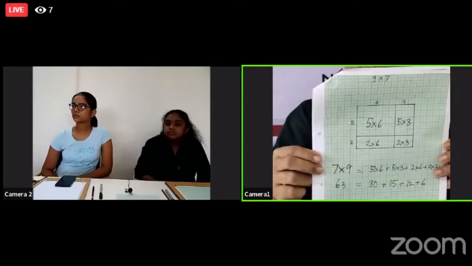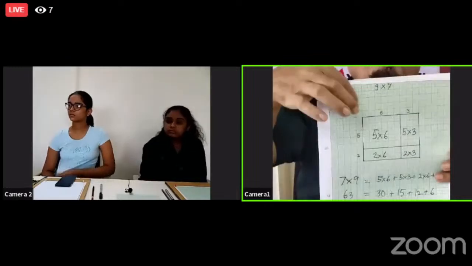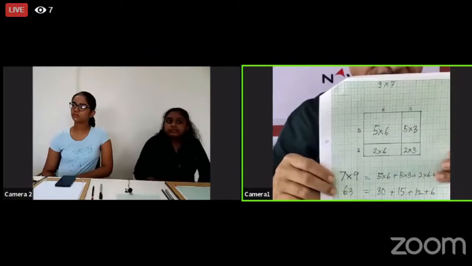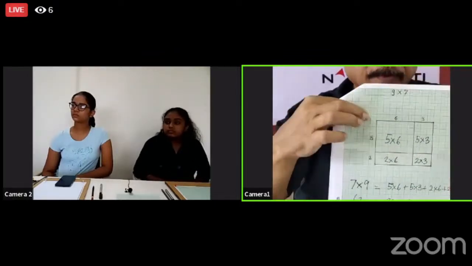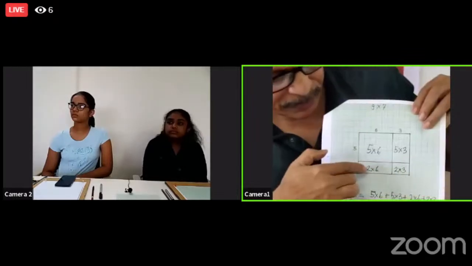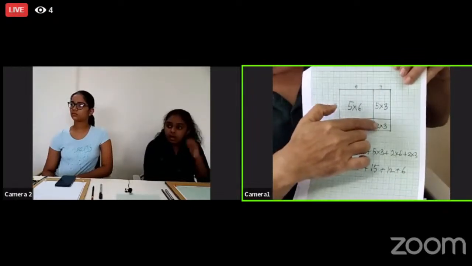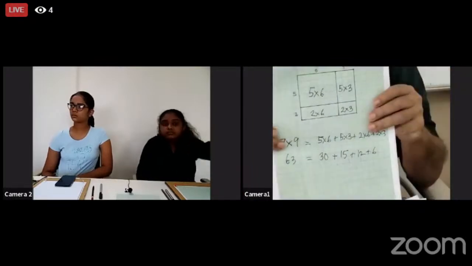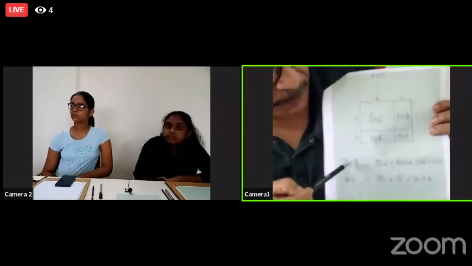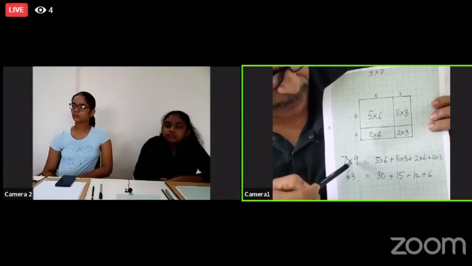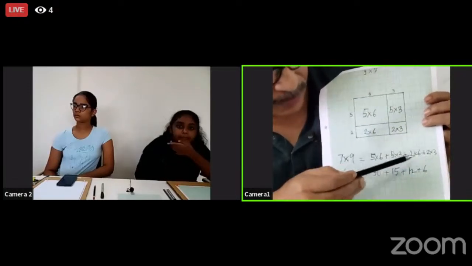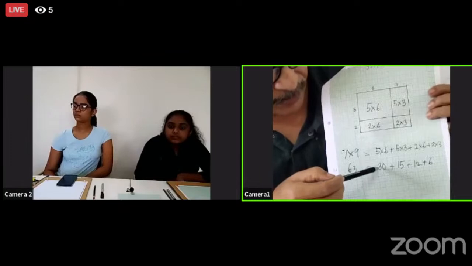1, 2, 3, 4. One rectangle is 5 times 6. The other rectangle is 5 times 3. Third one is 2 times 6. And the fourth one is 2 times 3. So I write the whole thing as a sum. Here I draw it as a figure. Now I write it as a sum. So 7 times 9 is 5 times 6 plus 5 times 3 plus 2 times 6 plus 2 times 3. Or 63 is 30 plus 15 plus 12 plus 6.